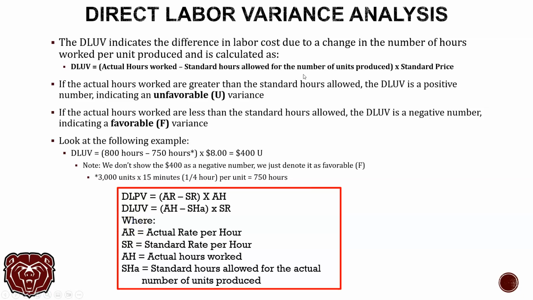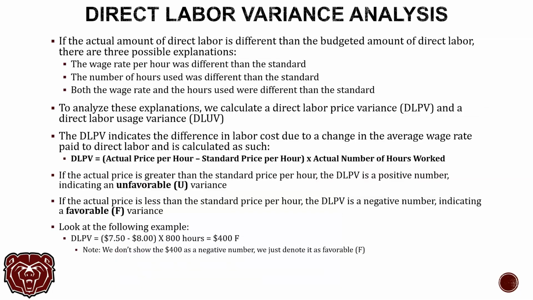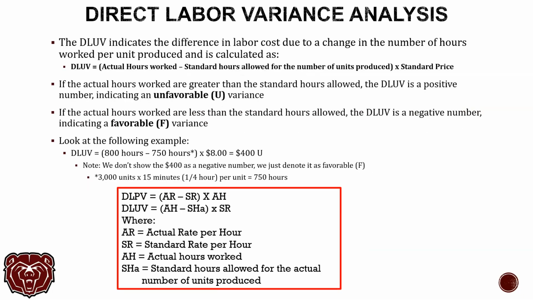So the next one we got to talk about is the DLUV, the direct labor usage variance. The direct labor usage variance tells us that it's the labor, the usage of the labor. So the number of hours that they've worked, that's what's changed. That's what's driven the cost changes. The number of hours worked, okay?